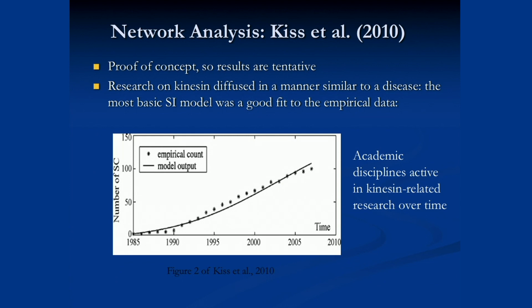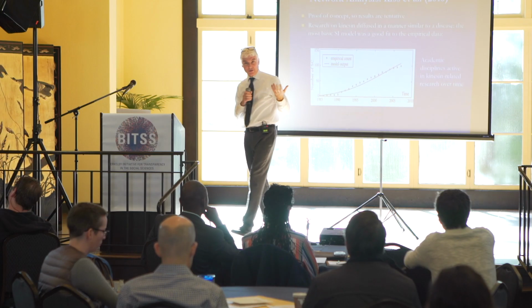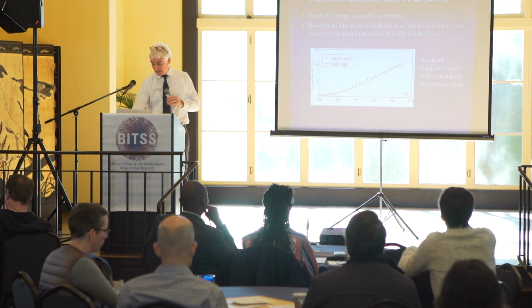And what they found was that the research on kinesins diffused in a manner similar to a disease. So the most basic SI model was a good fit to the empirical data. So these are the empirical data of the academic disciplines active in kinesin-related research over time, and this is the model. So the basic model was a good fit to the data.